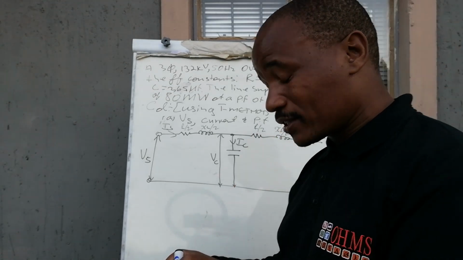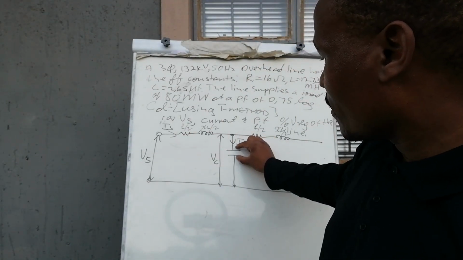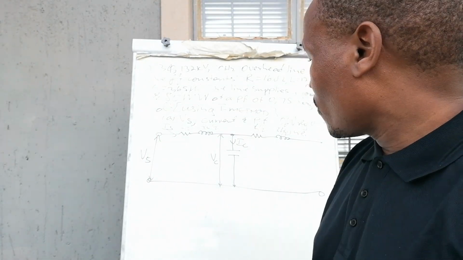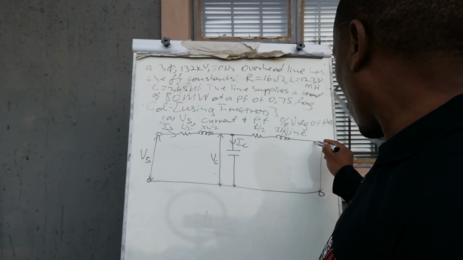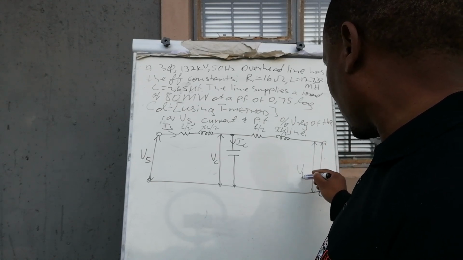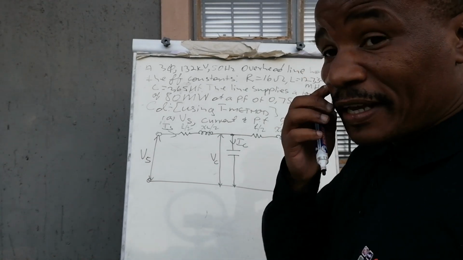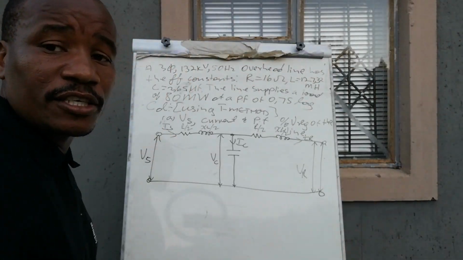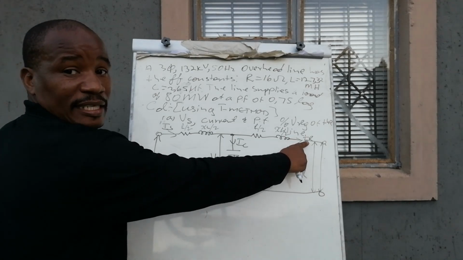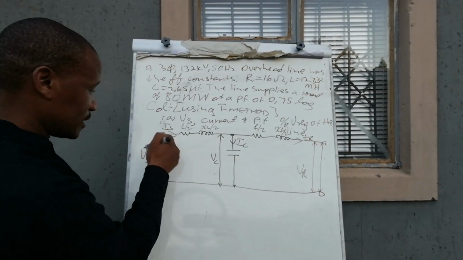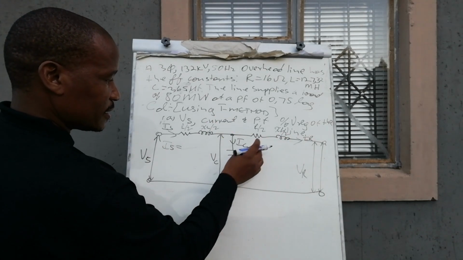This XL stands for the inductive reactance, and this is the capacitance of the line. And then here, of course, we'll have the receiving end voltage, where we've got the receiving end current. But now, unlike in a short line, where the sending end current was equal to the receiving end current, in this case, the sending end current is equal to this plus that.